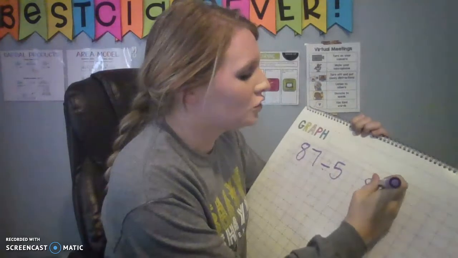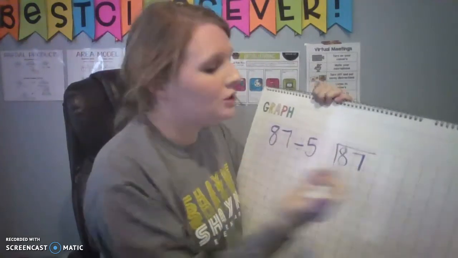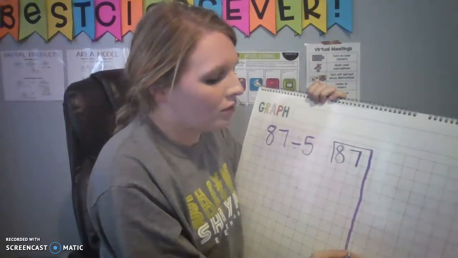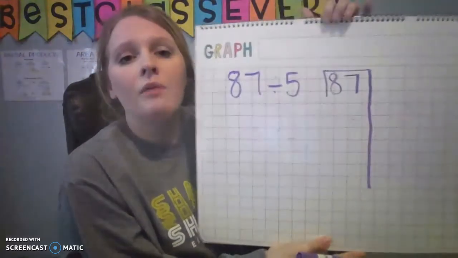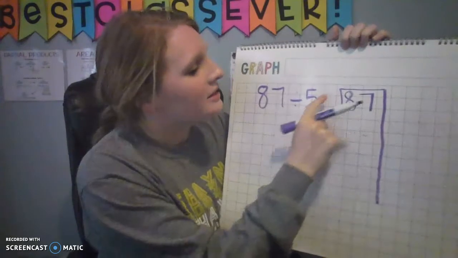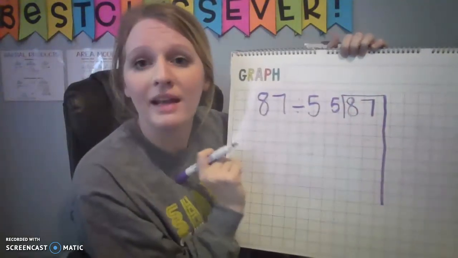For this, we're going to draw what looks a little bit more like the traditional method, where we have our 87 and then our bar. I do ask that my students extend their bar down like this so that it helps them keep their numbers separated, and you'll see why in just a second. Our divisor is what's going to go on the outside, and then your problem's ready to go.